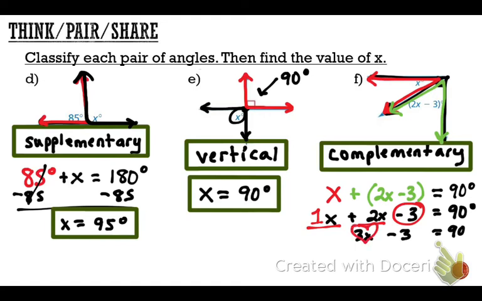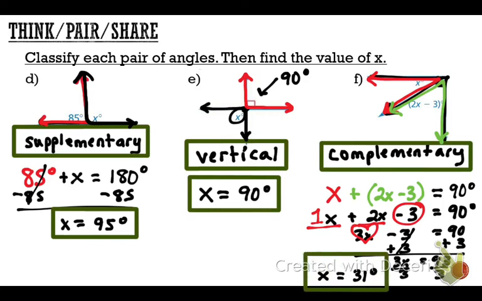So instead I'm going to get rid of the minus 3. And I will add 3 to both sides. If yours doesn't look like this, erase it and fix it. Now I've got 3x equals 93. How do I get x by itself? Divide by 3. Divide by 3 on both sides. When I do that, what is the answer? 31. All right, so we've got x equals 31 degrees.